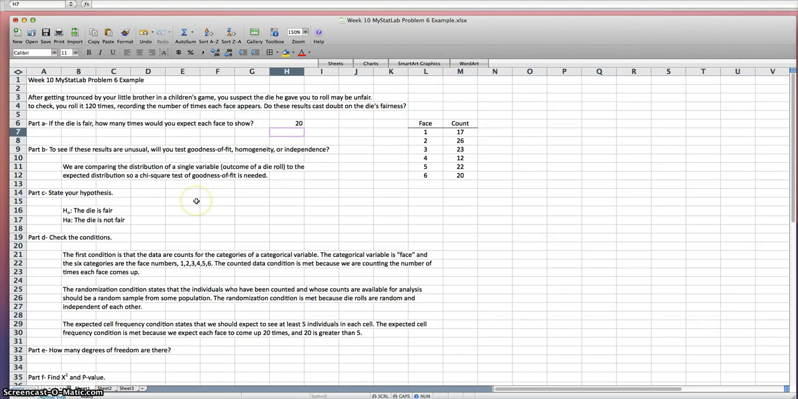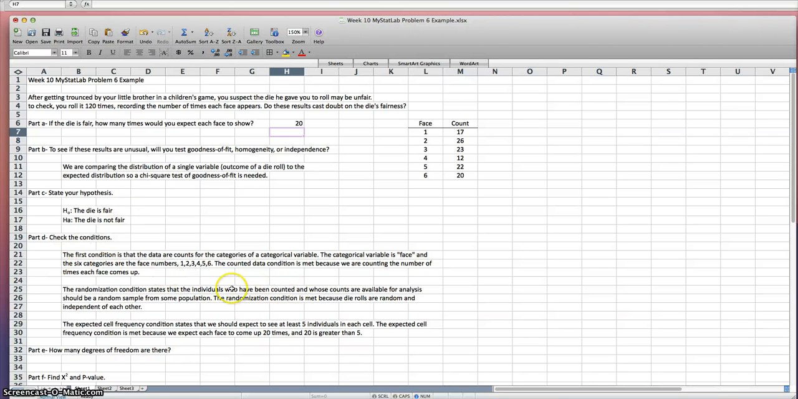Part C states your hypothesis. Well, we were trying to see if they were fair, so our null hypothesis will be that the die is fair. Then on the other hand, our alternate hypothesis will be that the die is not fair.